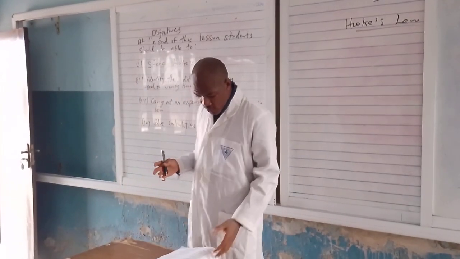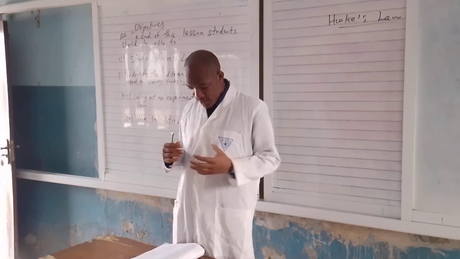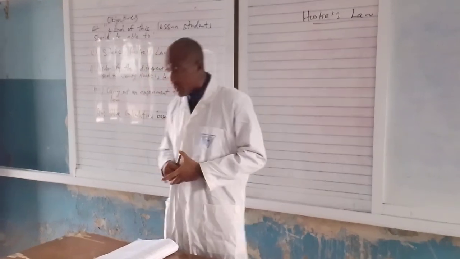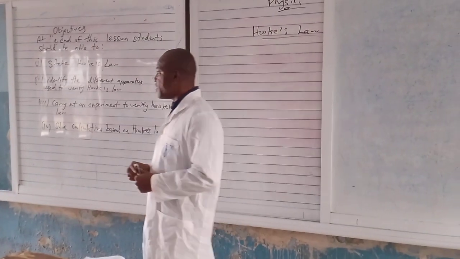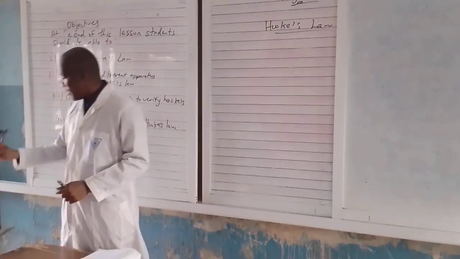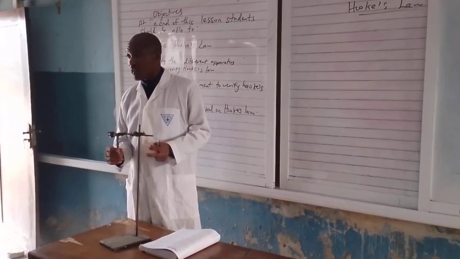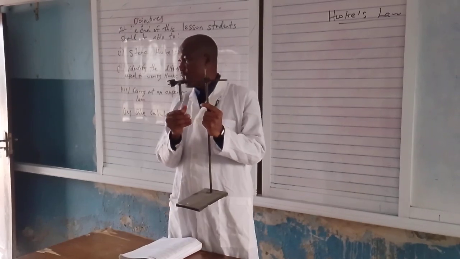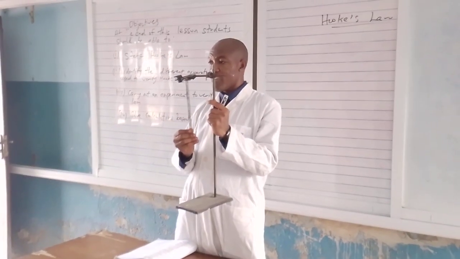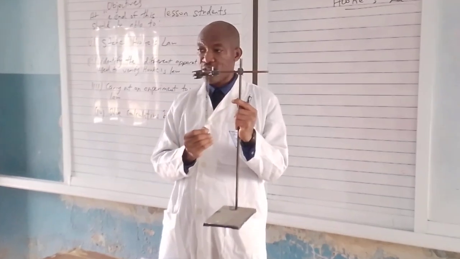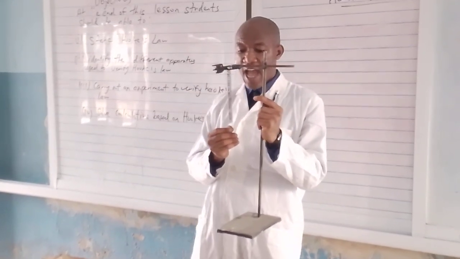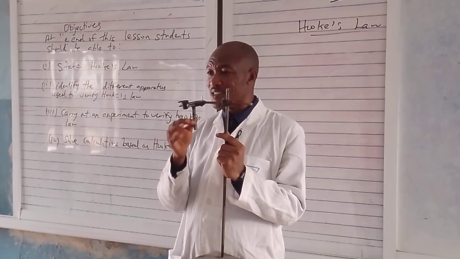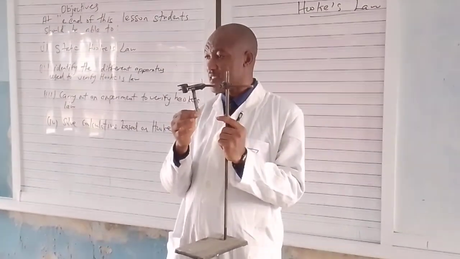Like I said, Hooke's law states that the extension of an elastic material is directly proportional to the applied force, provided the elastic limit of the material is not exceeded. So what do we mean? If we look at this, I have a stand here, and then I have a spring. This spring is an example of an elastic material. Observe what is happening. As I stretch it, I'm applying a force, but the moment I release it, what happens? It returns back to its original size.